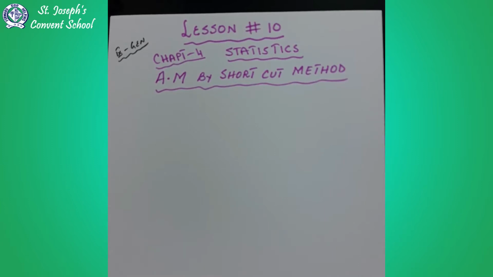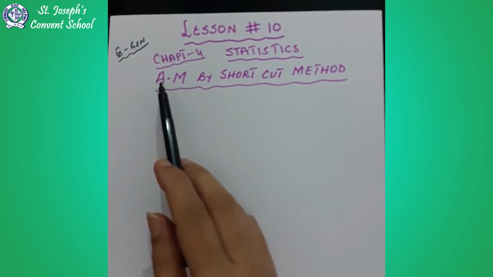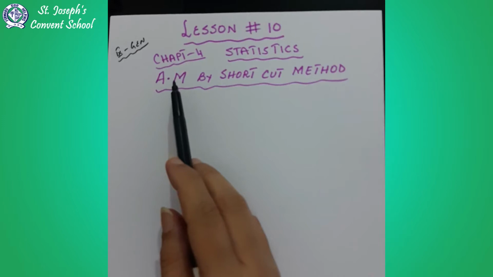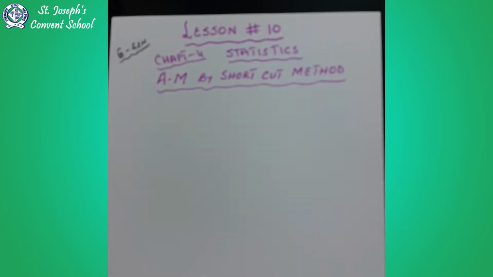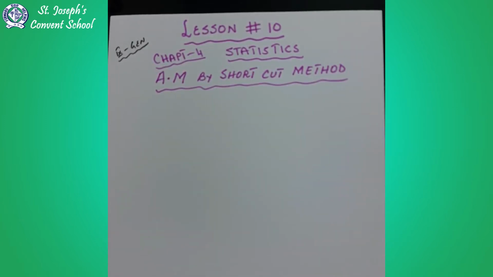Now for grouped data, we can do it with two methods. First method we did last time, and today we are going to do the second method, that is the shortcut method. AM stands for arithmetic mean. There is another formula for the shortcut method that I'm going to explain, and with the help of examples we will solve the question. Let me write down the formula.